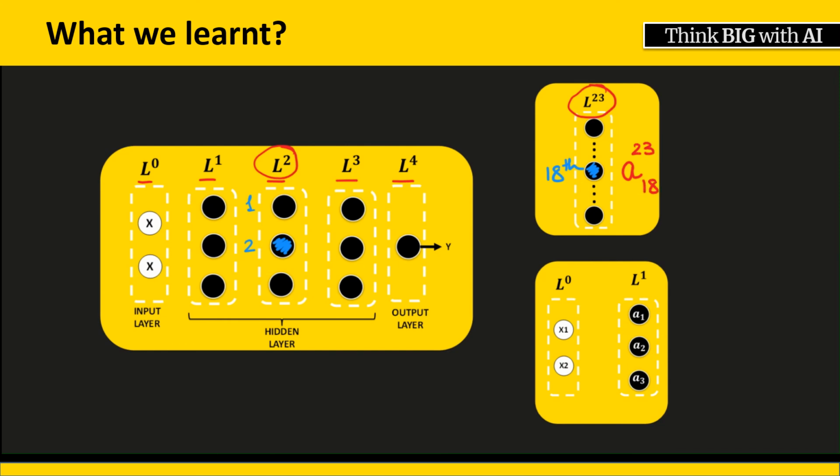That is very simple: we can write A 23, 18, where 23 denotes the layer number and 18 denotes the position at which that node is there. And below, if we see that figure, we have A1, A2 and A3. In A1, A2 and A3, we don't need to write the layer number because we already know that it's in layer 1. So we can simply write A1, A2, A3, which denotes the first node, second node, and third node of layer 1.